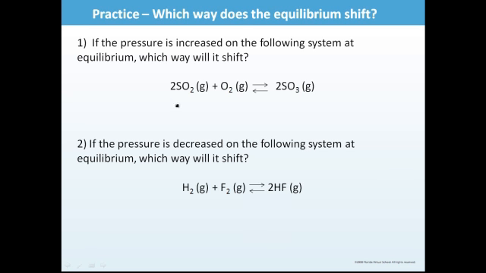So we've got 2 SO2s, we've got 1 oxygen. So total, I've got 3 on the left side. And then over here, I've got 2 SO3, so I have 2 on the right side. So I've got 3 and 2. If I increase pressure, it's going to shift towards the side with the fewer, so it's going to shift to the right.